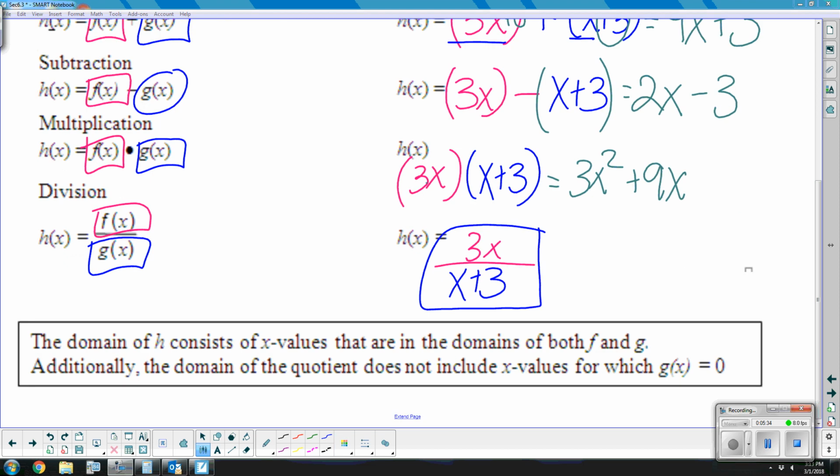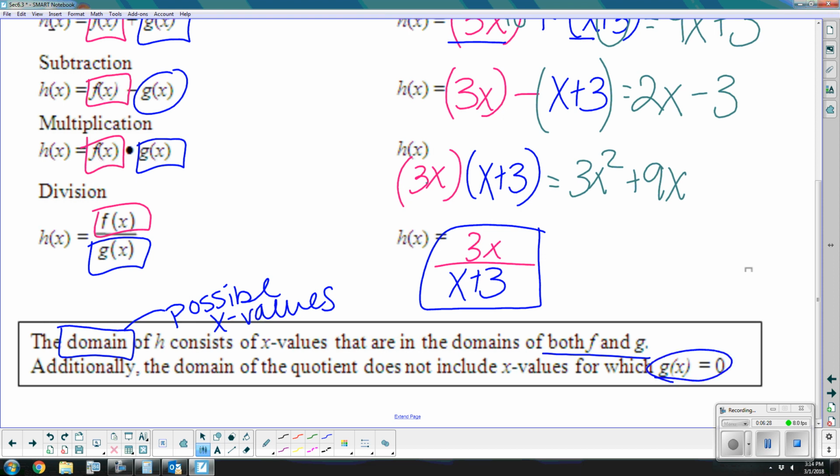So now let's think about, remember earlier this year when we defined domain and range? The domain, those are your possible x values. So what are our possible x values for this function h of x? What could x potentially be, and what could x potentially not be in order for this to be defined as a function? So we're looking for x values that are in the domains of both f and g. They have to be in both domains of the two functions involved in the operation. And the domain of the quotient does not include x values for which g of x equals 0.